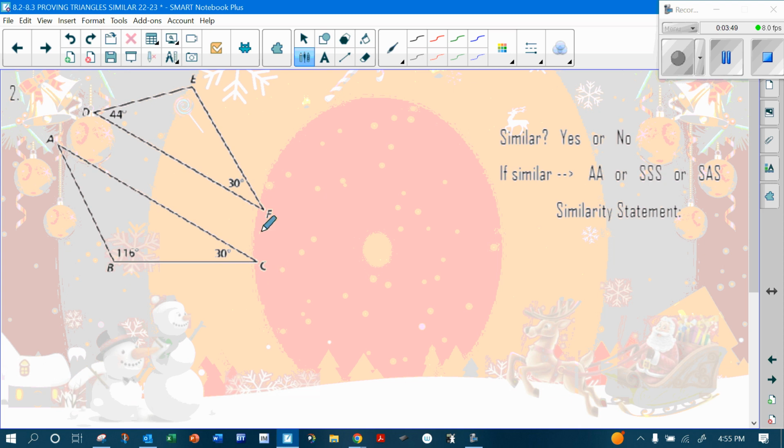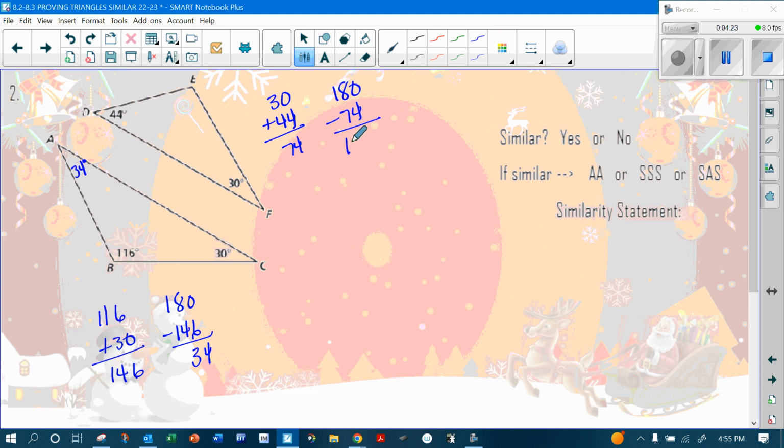All right, number 2, are these two similar? So I know that this is 116 and this is 30. So 116 plus 30 is 146. 180 minus 146 is 34. So that makes this angle here 34. These two up here, this is 30 plus 44. So that's 74. And 180 minus 74 is 106. So this angle is 106.